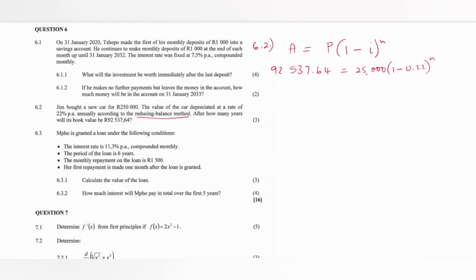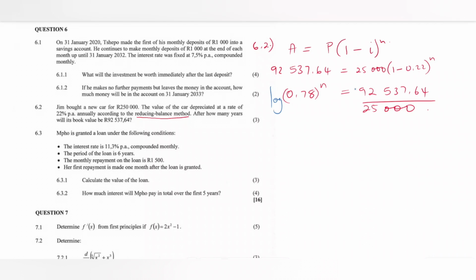Then we are going to divide by 250,000 both sides. And this one, 1 minus 0.22 is going to subtract. That is going to be 0.78. So I'm going to write it on my left, raised to the power n like this, then is equal to 92,537.64 divided by 250,000 like this.